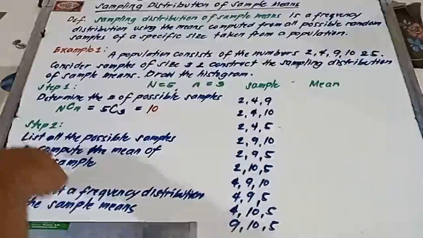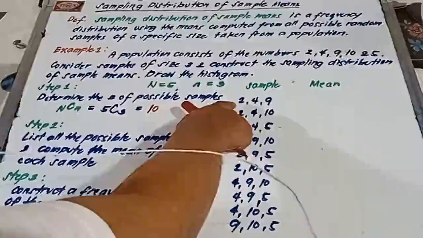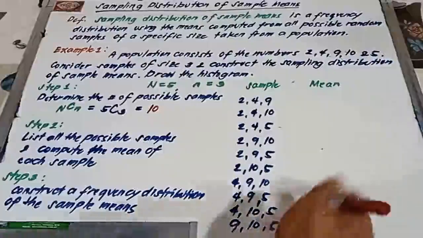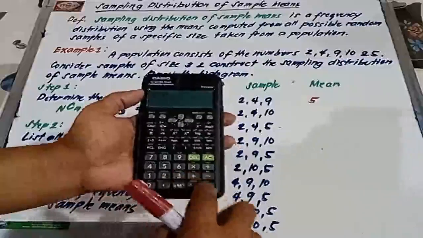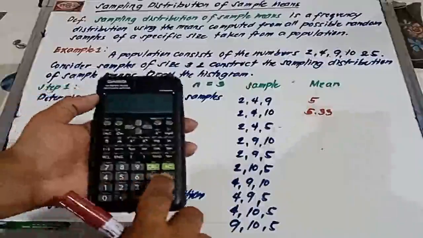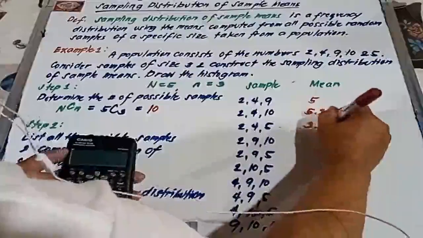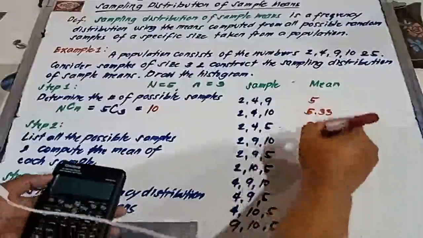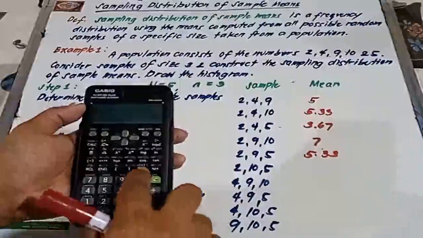The next step, part pa rin ng step 2, we're going to compute the mean nitong ating mga na-list nating samples. Okay? So, we have 2 plus 4 is 6, plus 9, that is 15, divided by 3 is 5. Okay? 2, 4, 10, that is 16 divided by 3, that is 5.33. 2, 4, 5, that is 11 divided by 3 is 3.67. 2, 9, 10, that is 21 divided by 3 is 7. 2, 9, 5, that is 16 divided by 3 is 5.33. Tulad nung na dun sa ikalawa. 2, 10, 5, this is 17 divided by 3 is equal to 5.67.